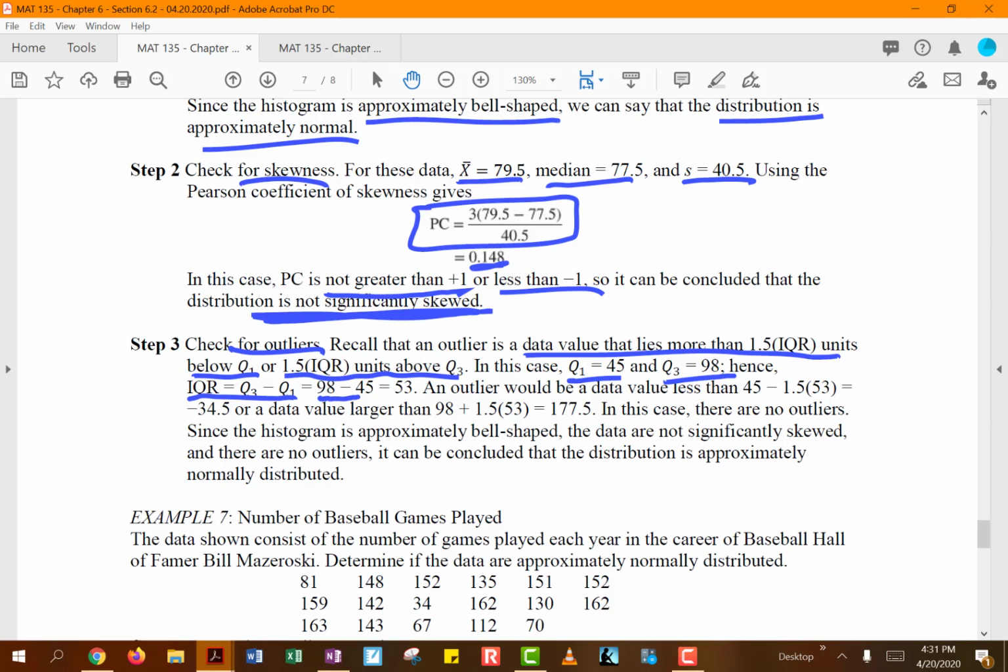That gives you 98 minus 45, which is 53. And then you are doing Q1 minus 1.5 times interquartile range, and then that answer comes out to be negative 34.5. And then to find the larger side, you would go with the quartile 3, which is 98, plus 1.5 times 53, which gives you a value of 177.5.